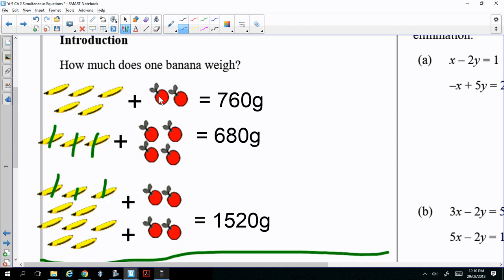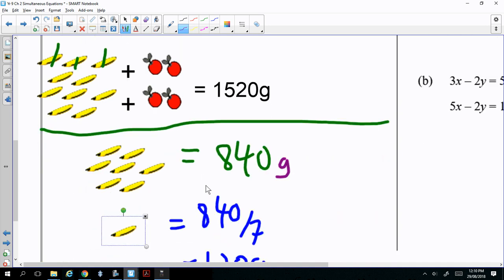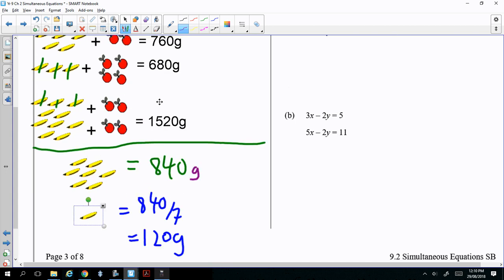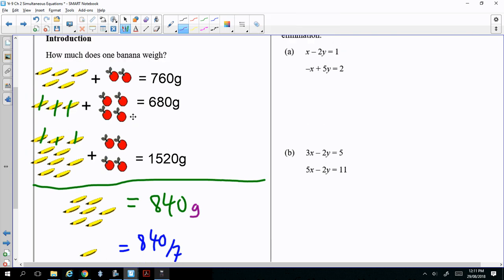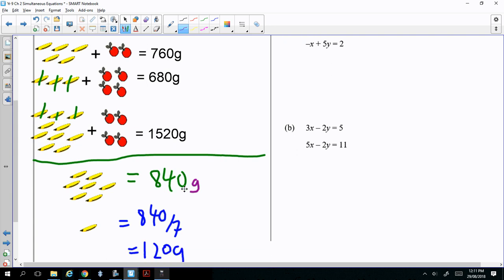So I doubled this. If I double this, so I have the same amount of apples. So you've got 4 apples here, 4 apples there. And the extra 7 bananas give you the extra 840 grams weight. Okay? So what we're going to do, let's use algebra.